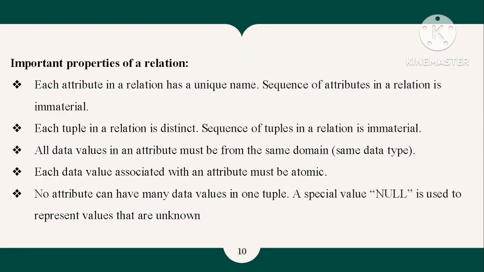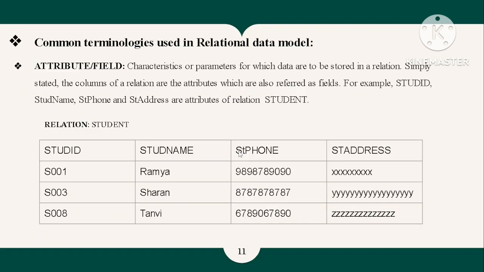So what are the properties of a relation? This is very important. Each attribute has a unique name. What do you mean by attribute? The column. Every column should have a unique name. Sequence is immaterial. You can write the column headings in any order. Each tuple, that is every row. Before this, I will show you what an attribute, tuple, everything is. Then we'll come back to properties of relation. Right? What is an attribute?